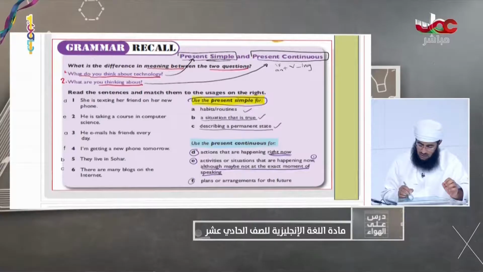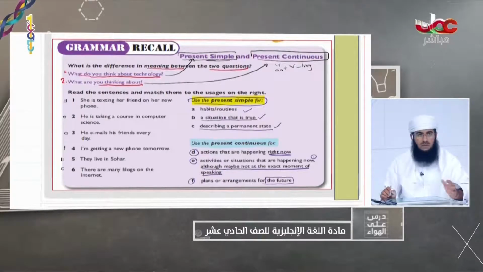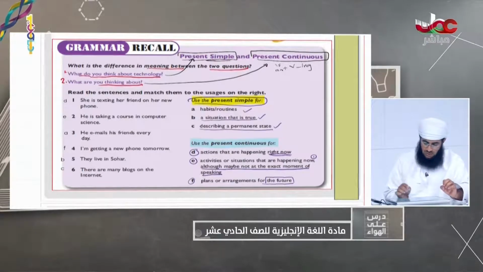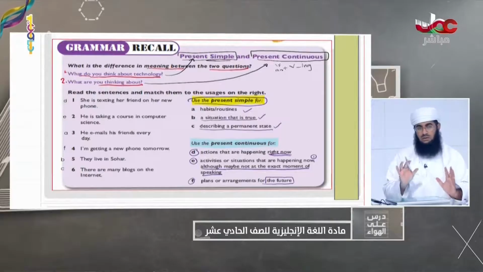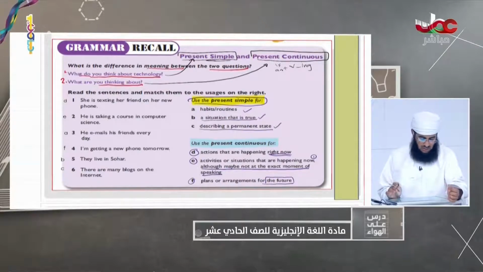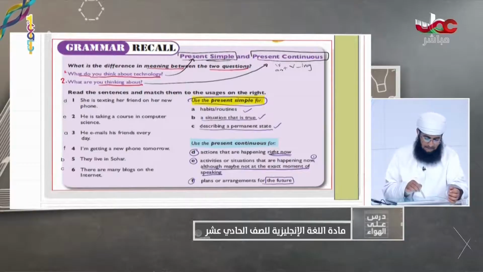The third meaning of the present continuous: plans or arrangements for the future. So we use the continuous to represent the future. Now we have got the general idea about the present simple and the present continuous. What does it mean? Let's go to the sentences and match them with the meanings.